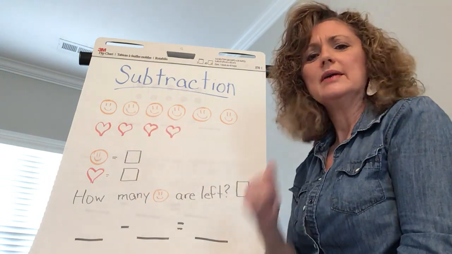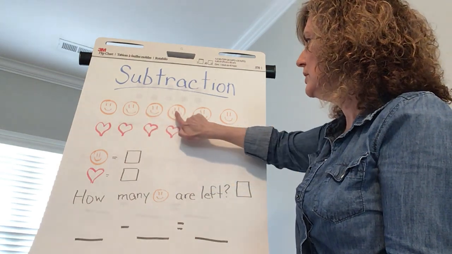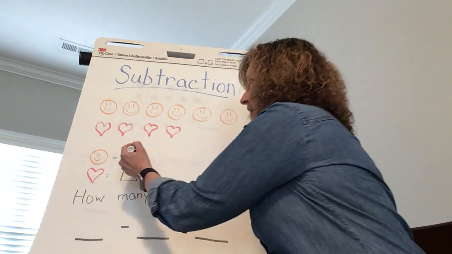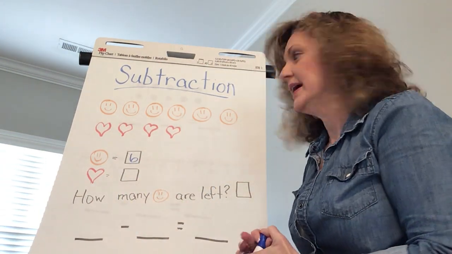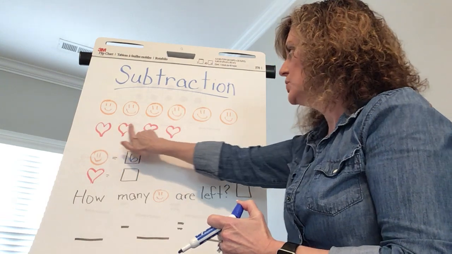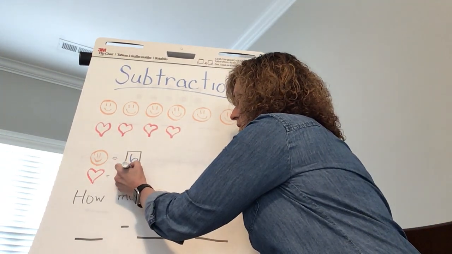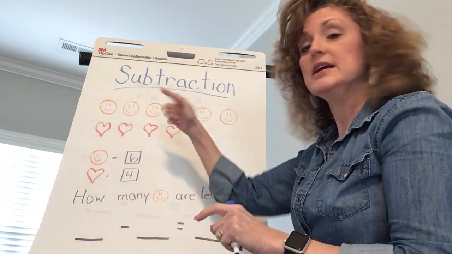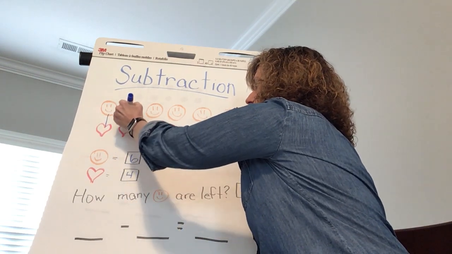So I'm going to count how many happy faces do I have? 1, 2, 3, 4, 5, 6. So I have 6 happy faces. Now I'm going to count how many hearts do I have? 1, 2, 3, 4. I have 4 hearts. Now if I were to take and cancel out each happy face with a heart, I'm going to pair them up.